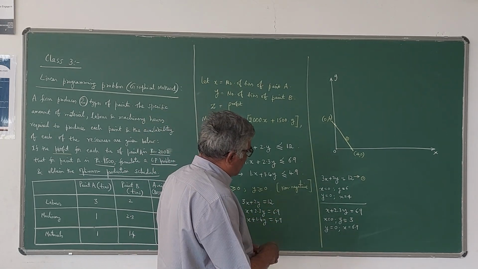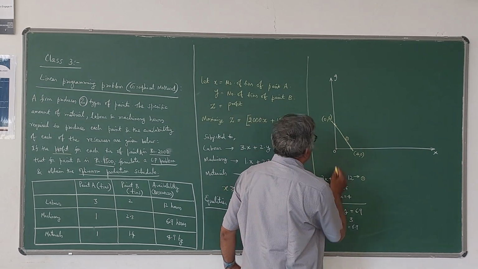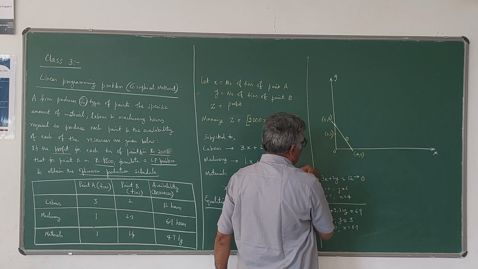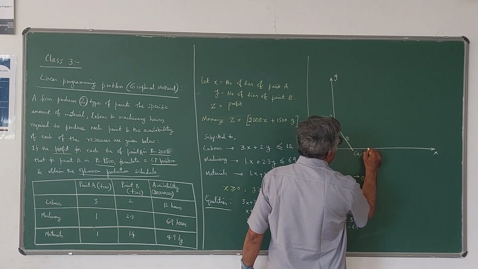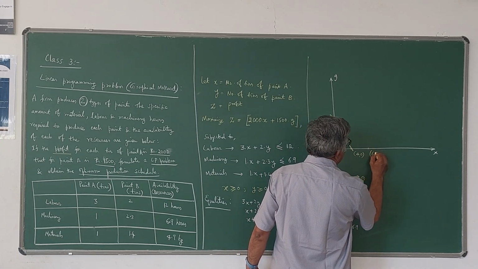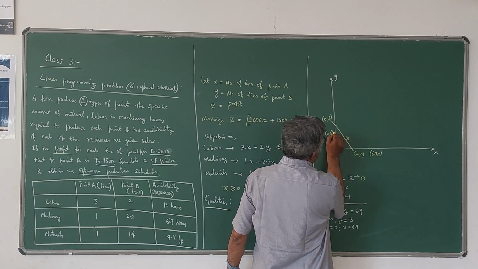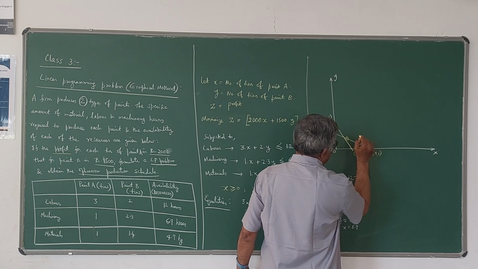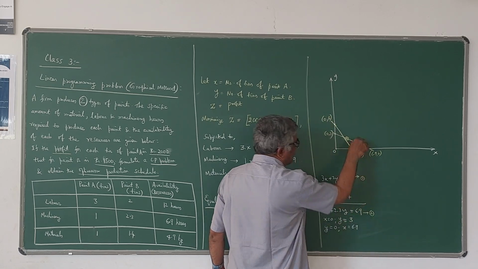Now if I plot those points, x is 0, y is 3, so y is 3 means somewhere here. So this is 0, 3. The other point is 6.9, 0. 6.9 will come here. You can plot this on a graph sheet. If you join these 2 points by a straight line, this is the second equation, that is the graph.